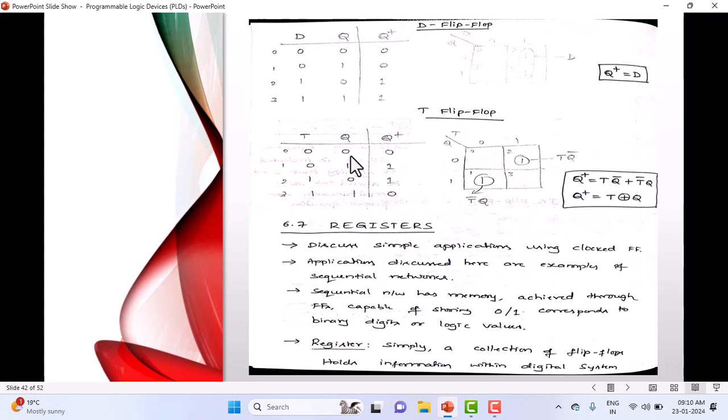Okay. So now the sequential networks. I just want to tell you the difference between sequential networks and combinational networks, though we have already told the definition. A sequential network has memory, and this can be achieved through flip-flops. Memory means a flip-flop should be there. One flip-flop will store 1 bit of data and is capable of storing zeros or ones.